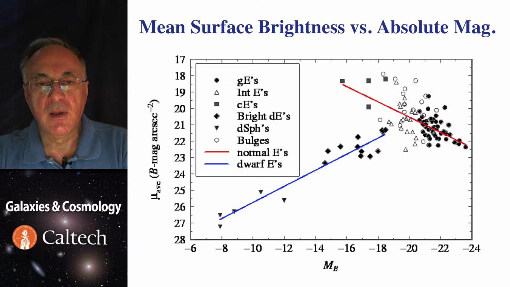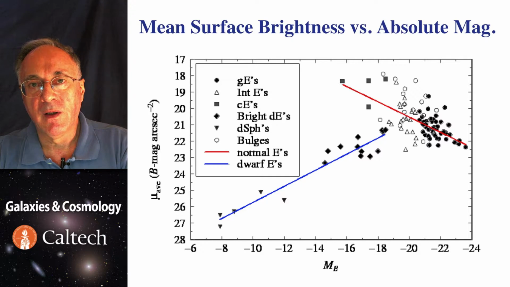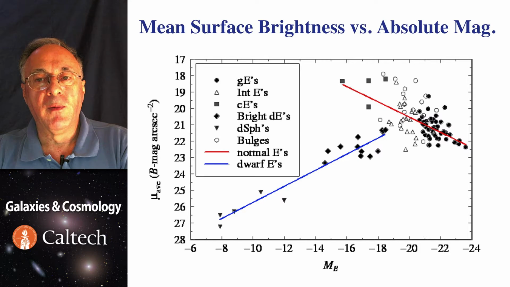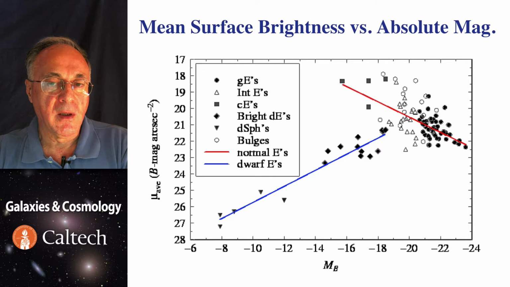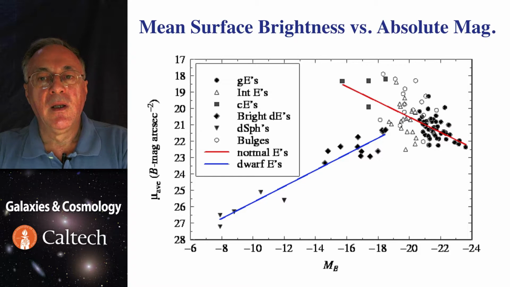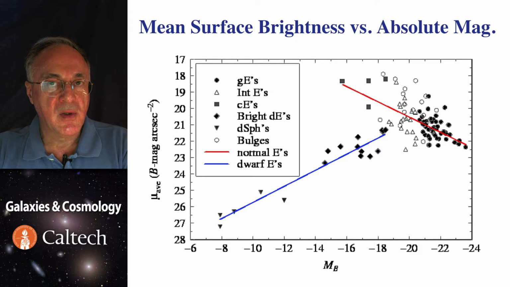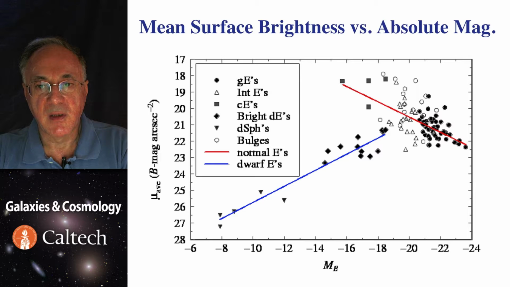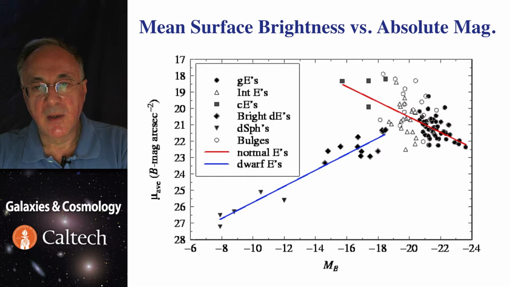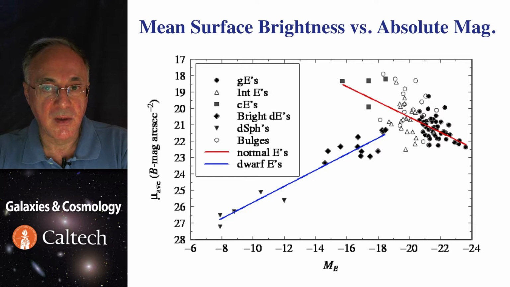So let's look at this in a little more detail. This is just a plot of mean surface brightness within the effective radius versus luminosity. And whereas for normal ellipticals, which is the upper right set with the red line going through them, there is a trend that the more luminous ones have lower surface brightness because they have more diffuse surface brightness profiles, the exact opposite trend happens for the dwarf galaxies. Not only is the trend opposite, but the intercept is different as well.